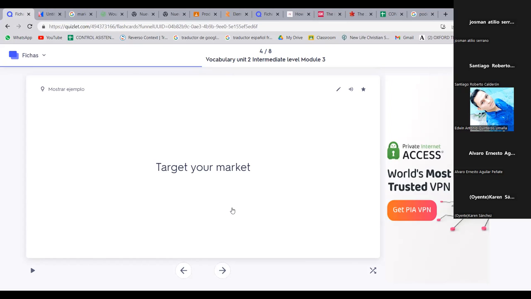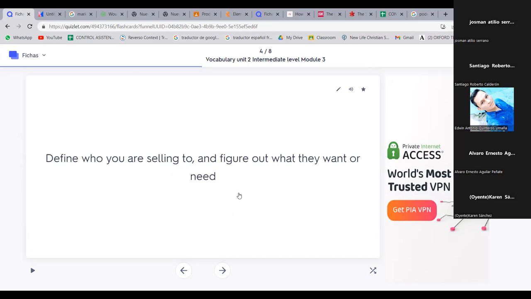I know that you know what target your market is, Lorena, because I think you do it in your company time after time, all right? So target your market is to define who you are selling to, the people that you want to reach or get with your product. So define who you are selling to and figure out what they want or need. Pongamos en orden esta definición en nuestra mente, okay? Target your market is to define who you are selling to and figure out what they want or need.